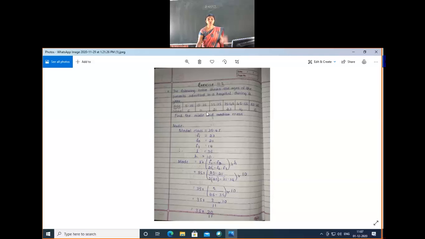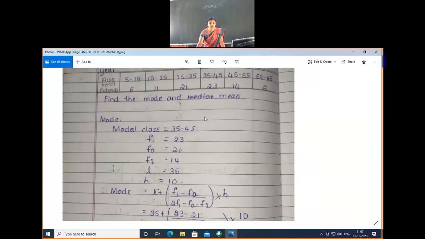Here you will get the revision for statistics also. So mode in the sense modal class. The highest frequency here is among 6, 11, 21, 23, 14, 6. Here the highest frequency is 23. So the modal class is 35 to 45. Got the idea now? Modal class is 35 to 45.